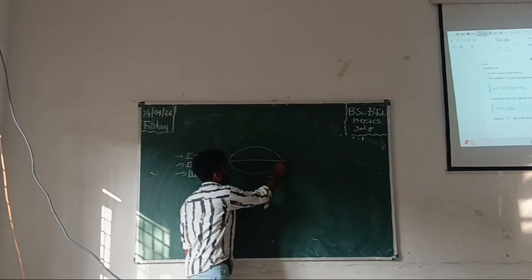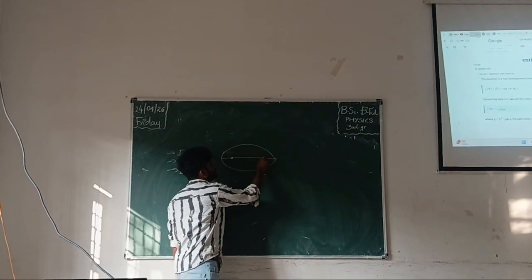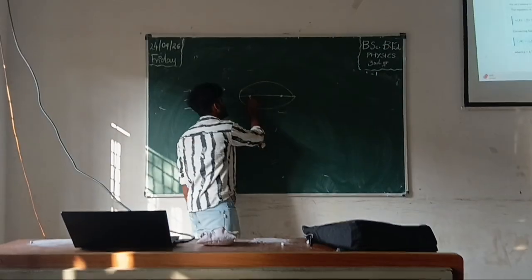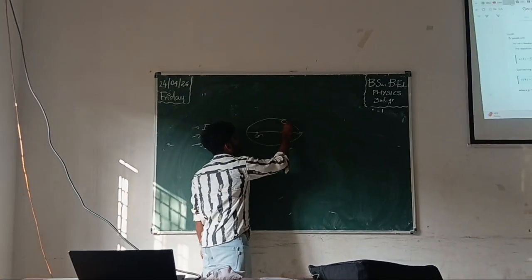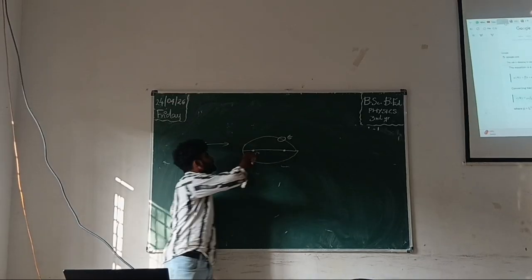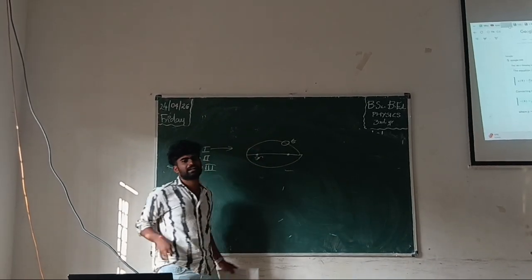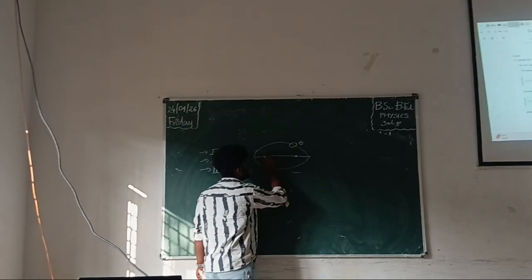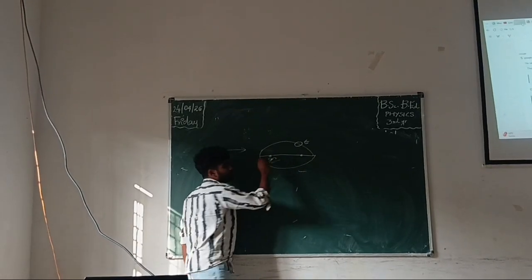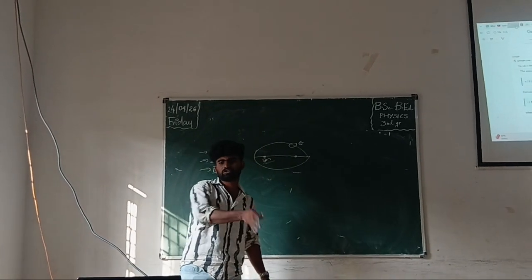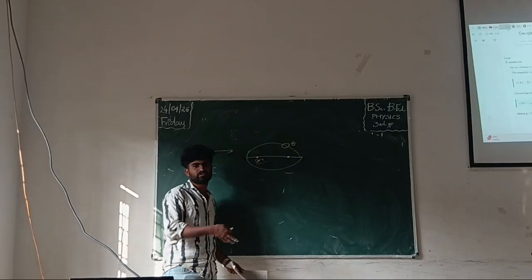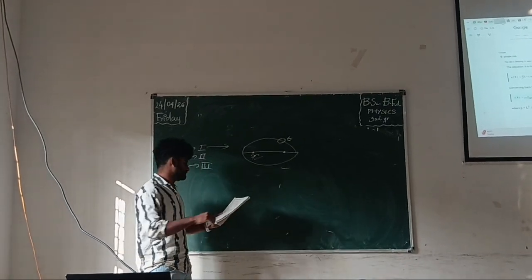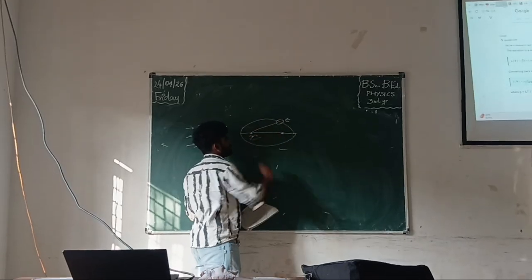We know that an ellipse has two foci, f1 and f2. At one of the foci, the Sun will be there. This is the Earth. So Earth revolves around the Sun in an elliptical way, and at one of the foci the Sun is situated. This is what Kepler's first law says. So we are going to verify it using different steps.